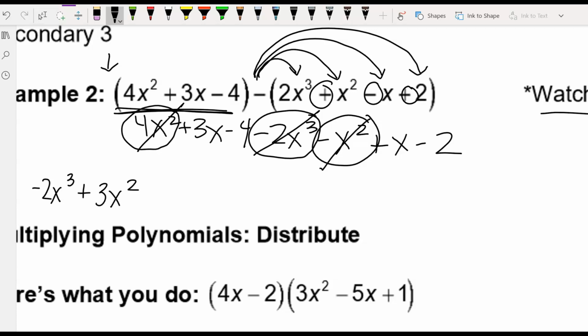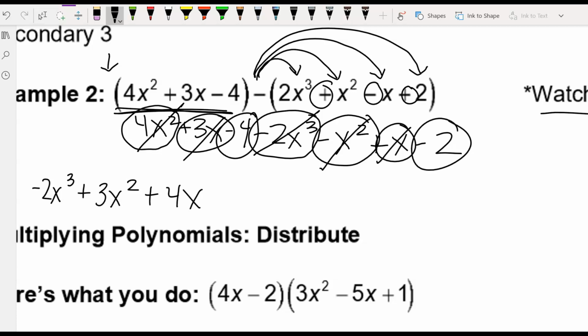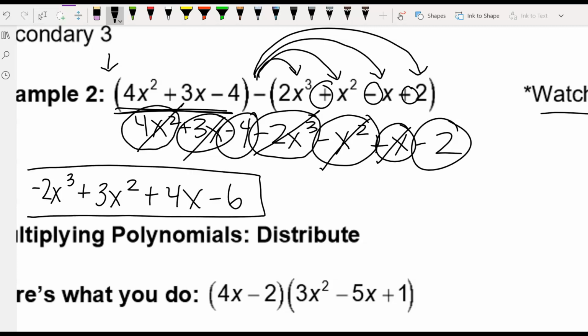Moving on to our x's by themselves, we have a 3x and an x. So 3 plus 1 makes 4x. And then our constant terms by themselves, we have a negative 4 and a negative 2. So making that a negative 6. So you're trying to find your terms in order and then combining them with any other terms that they have in common with other stuff.